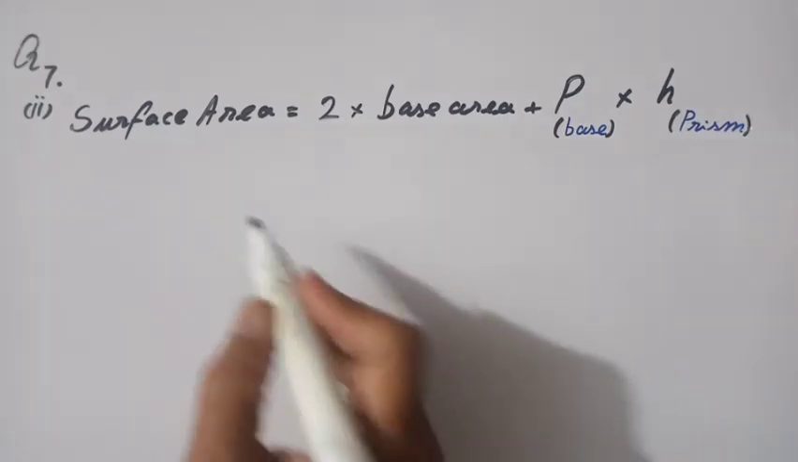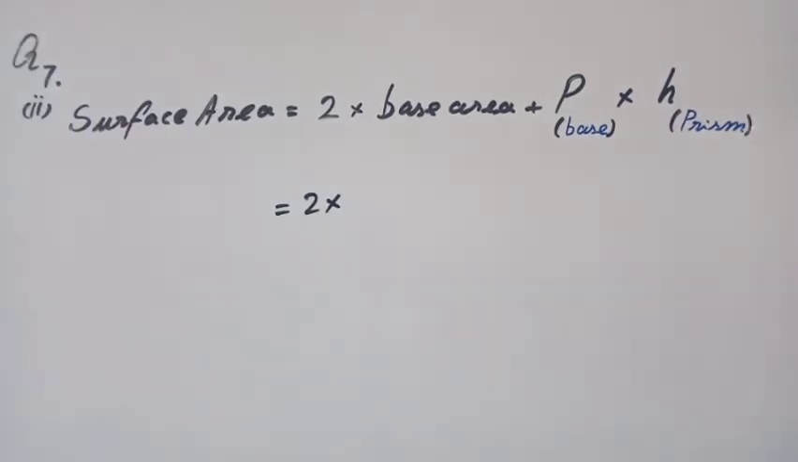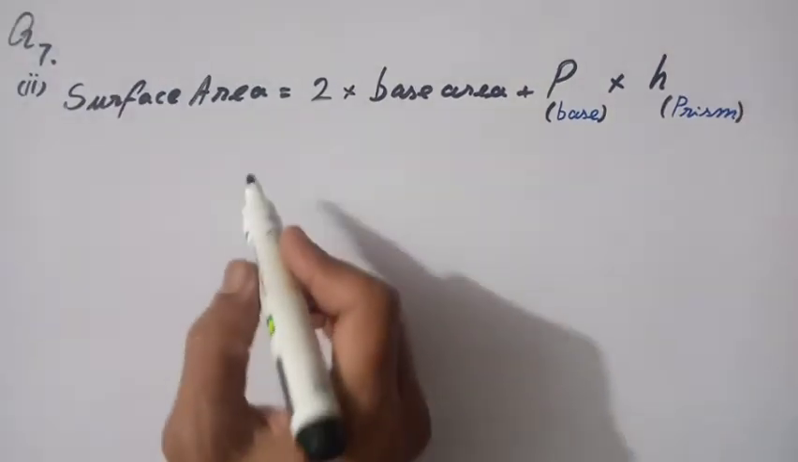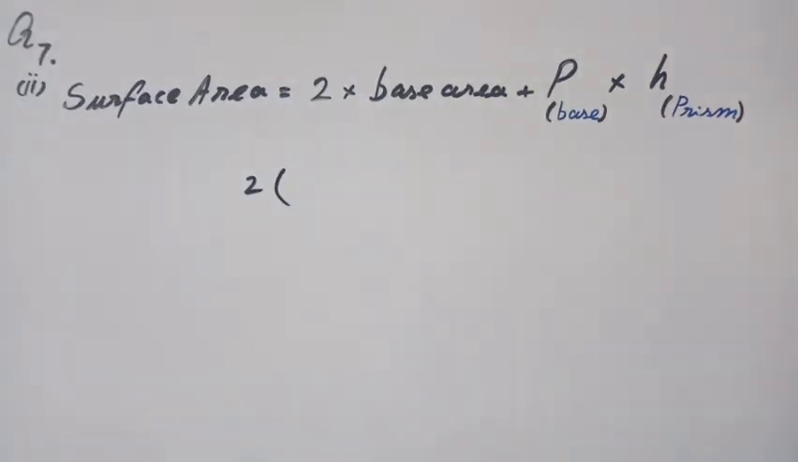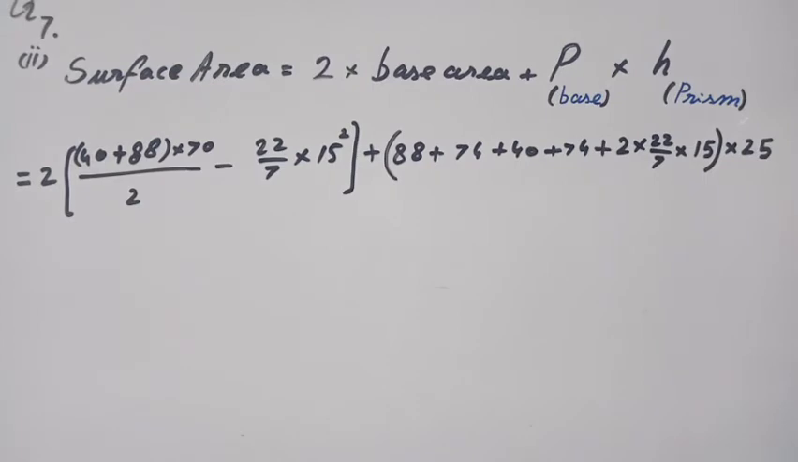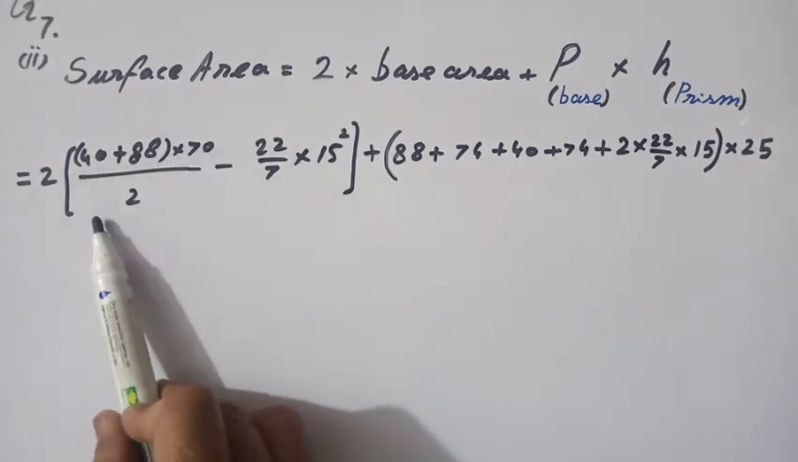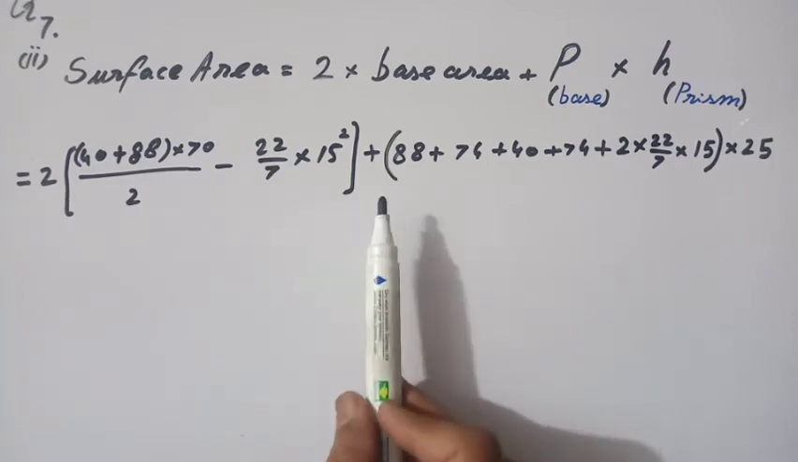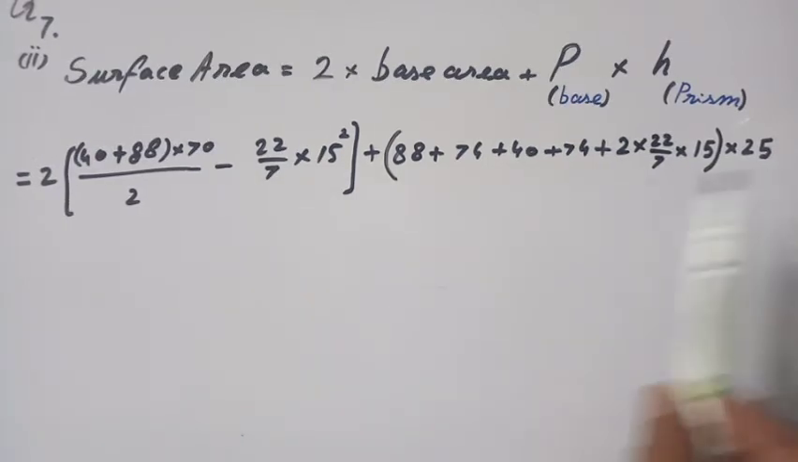Now we solve it. It is equal to 2 multiplied by base area. Now finding out the surface area this way, double of the base area plus perimeter multiplied by height of the prism.